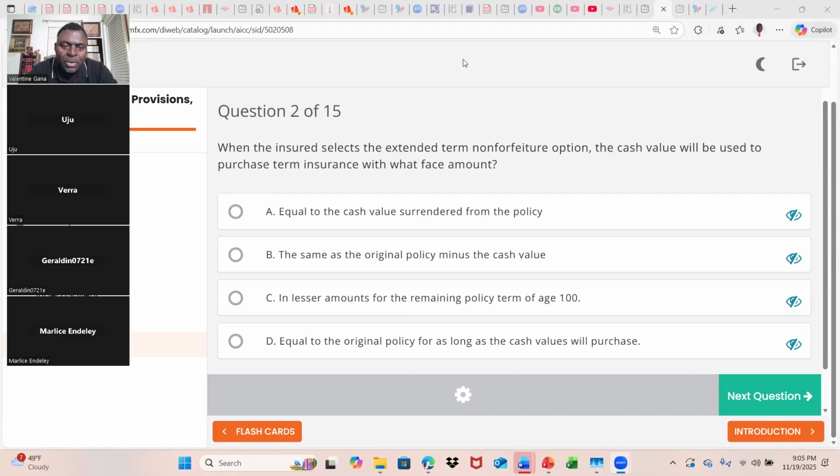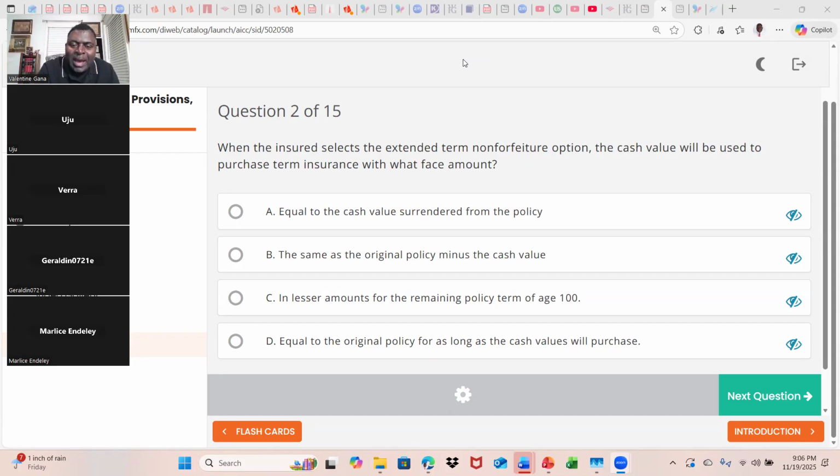Extended term non-forfeiture option. A says equal to the cash value surrendered from the policy. As I said, why am I using my cash to buy cash? Doesn't make any sense. So we kick that out. B says the same as the original policy minus the cash value. Why would they want to reduce my cash value? Why would they want to play with that additional cash as a factor to reduce the original death benefit? We hold that, put it aside since Lady Uju selected it, but let's look at the other answers.